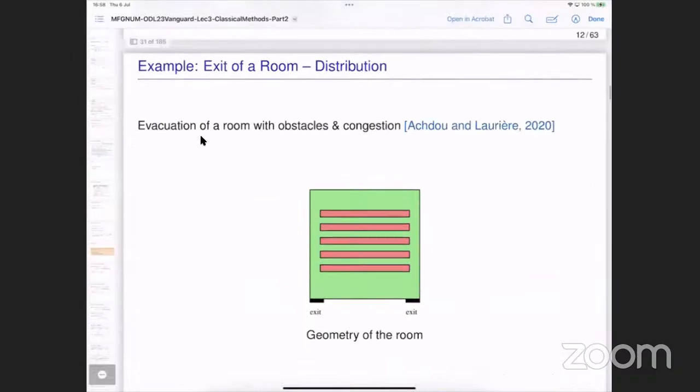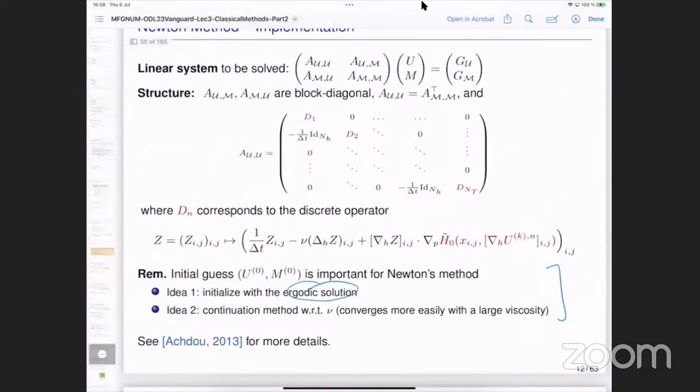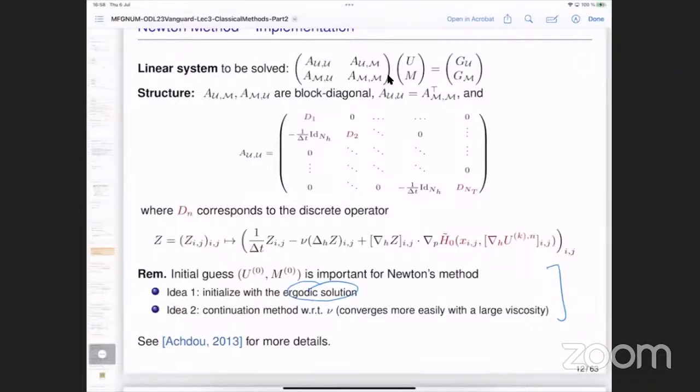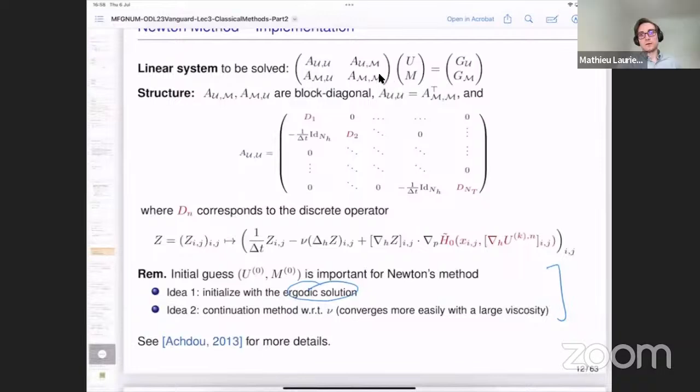Mathieu, yes, I just put a question in the chat. So when you say that you initialize from the ergodic solution, you mean that the ergodic solver is easier to implement than the non-stationary one? Yeah, I think at least in some settings, it's easier to solve the ergodic problem and to compute the stationary solution, and then to use that as an initial guess.